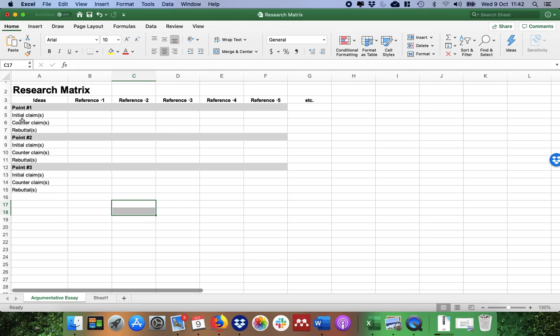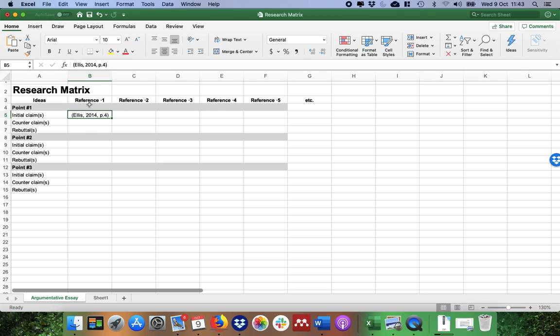So we talked about the initial claim, counterclaim, and rebuttal. Here you can simply put the reference for each of the claims. When you find an article, here you can just simply put the citation. And what I would also include is the page number so that you can easily go back and find that source. And so, in fact, what I would do, let me back up.